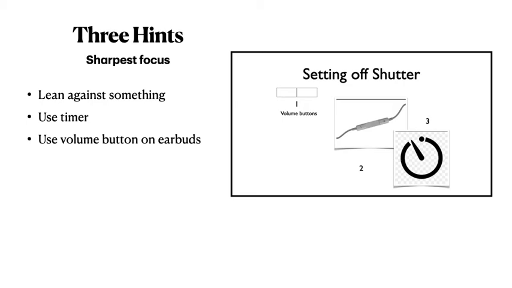The cord has the volume up and down so you can hear sound better. And if you touch the volume button, it will trip the shutter. So again, that's something to try out.